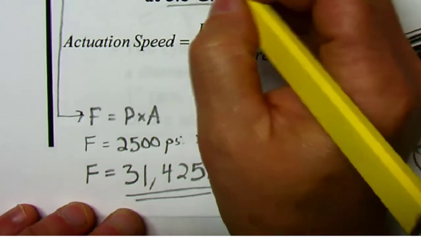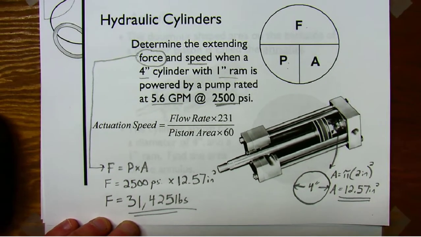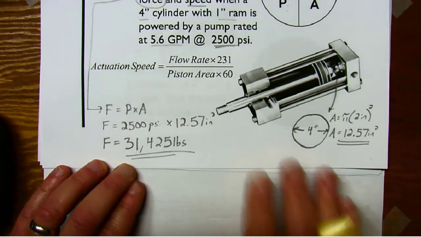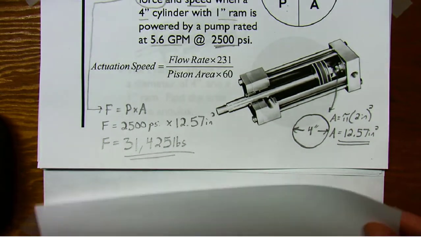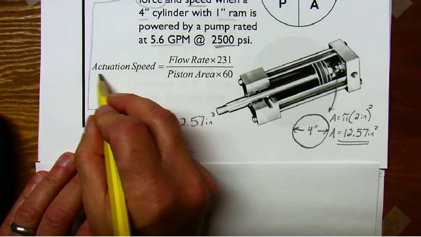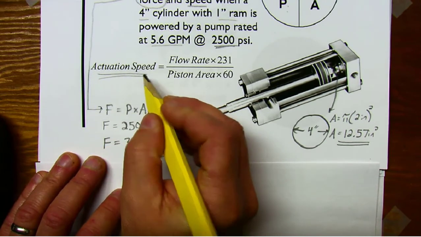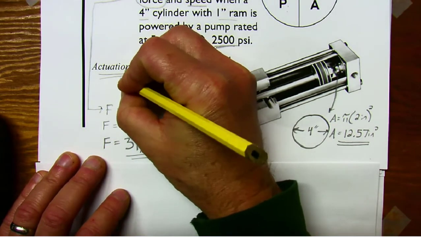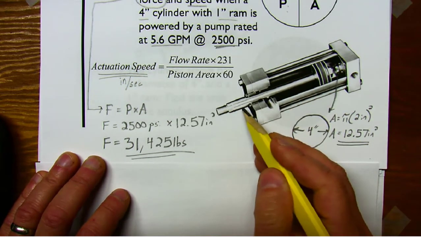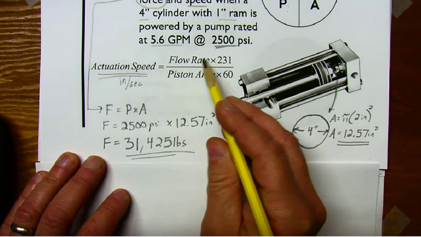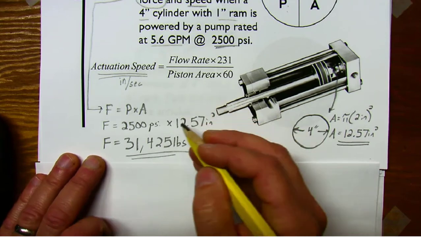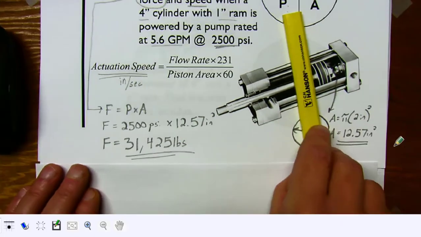And that takes care of the first part of our question, that is how much force it delivers. Now the second part of the question, the speed, we haven't addressed that yet. So let's work with the speed for a minute. Here's the next formula of the day. The actuation speed, how fast a cylinder will move, that'll tell us in inches per second how fast the ram is going to move in and out on this cylinder. We need to know the flow rate of the pump and the piston area that we're using. So it's a pretty easy formula to use once we have the area, and we have that.